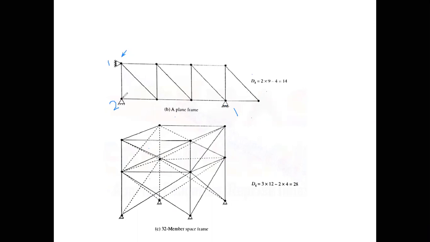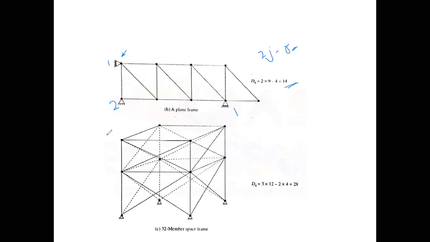Number of joints over here is 1, 2, 3, 4, 5, 6, 7, 8, 9. So the equation is 2j minus r. Nothing else will be subtracted. It is only 2j minus r because it is a 2D frame. So it is 2 multiplied by the joints, 9, minus r. R is the internal reaction, that is 3 plus 1, that is 4. So it is 14. So the degree of kinematic indeterminacy, or degree of freedom, for this structure is 14.